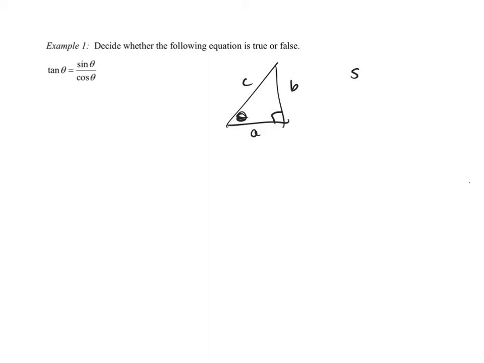Okay, well, if I figure out what sine theta is going to be, sine theta is going to be the opposite over the hypotenuse, and so that is going to be B divided by C in this particular triangle. Cosine theta is going to equal the adjacent over the hypotenuse, so that would be A over C, and tangent theta is going to equal the opposite over the adjacent, which would be B divided by A.